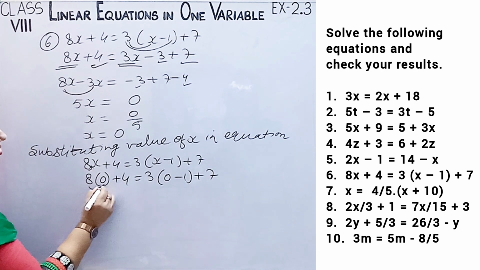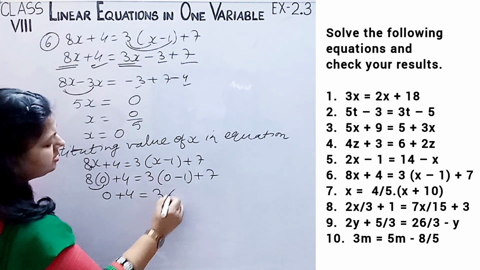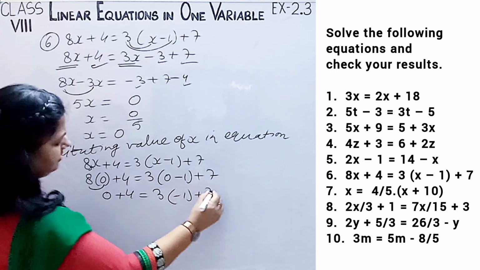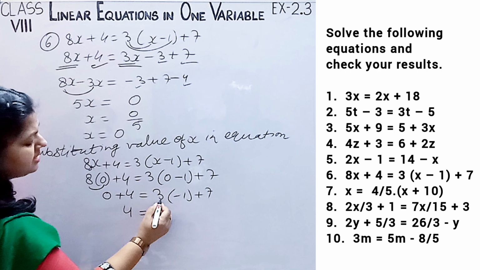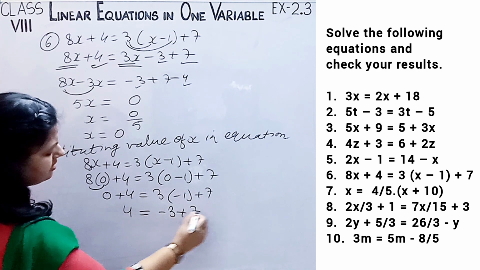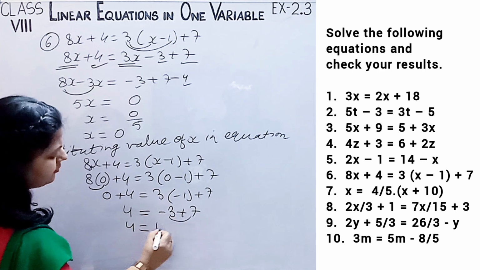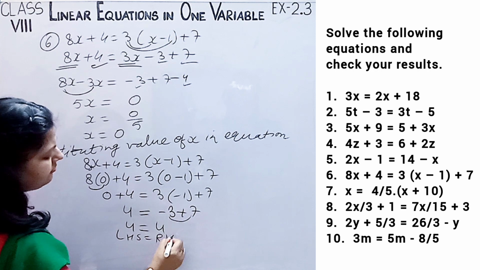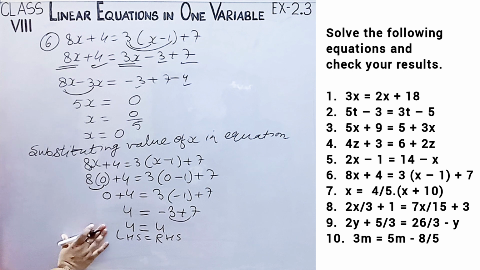8 multiplied with 0, we get 0 plus 4 equal to 3. 0 minus 1 is minus 1 plus 7. Now 0 plus 4, 4 equal to, when we multiply 3 with minus 1, we get minus 3 plus 7. So 4 equal to minus 3 plus 7 is 4. Left hand side equal to right hand side. If we get left hand side equal to right hand side, it means answer is correct.